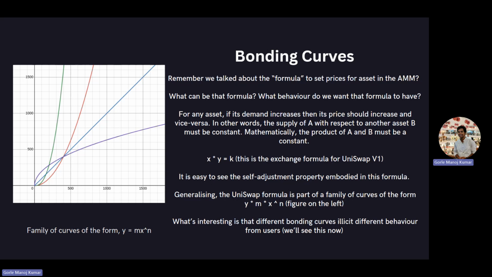It is fairly easy to understand. It basically says that X and Y are the supply of asset A and the supply of asset B. So there's always an inverse relation between them. So if you have more of asset A, the price of asset B will decrease and so on.